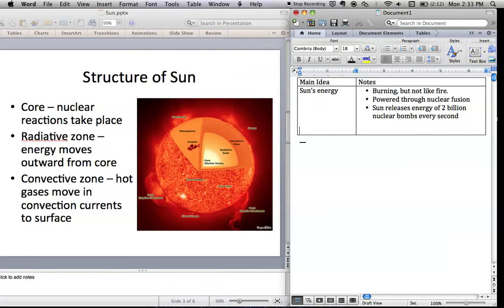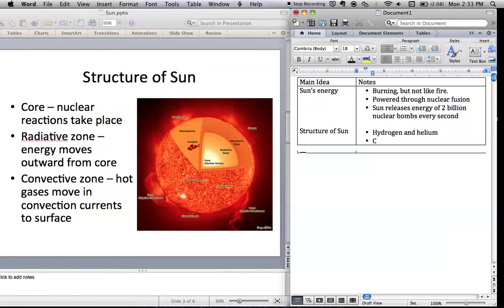All right, so the structure of the sun. The sun is mostly made up of two gases. This isn't on the PowerPoint, but we're going to put it in our notes: it's made up of hydrogen and helium, mostly hydrogen, but with some helium. In that nuclear fusion, it's turning hydrogen into helium and releasing energy. At the center, you have the core, which is where the nuclear reactions take place. Temperatures there are in the 14 to 15 million degree range, which is unbelievably hot.